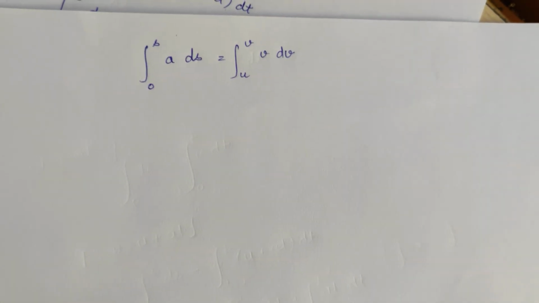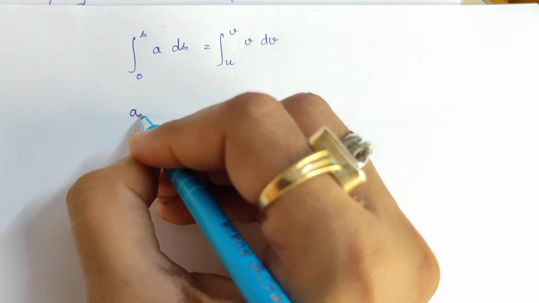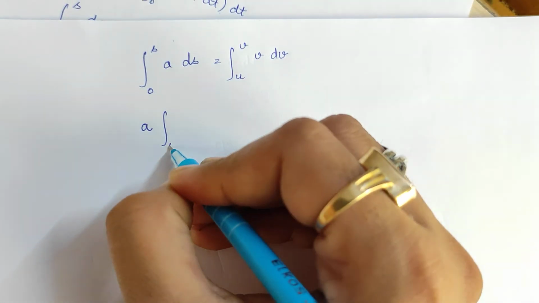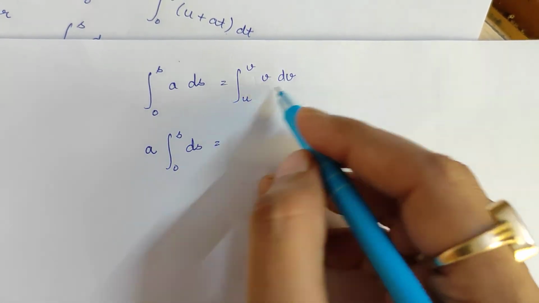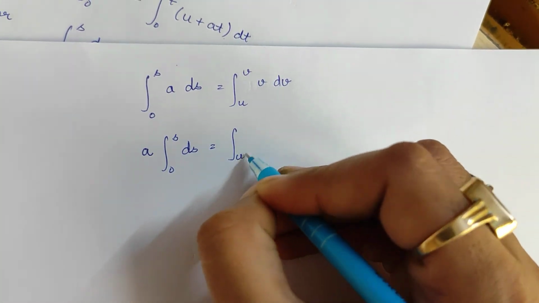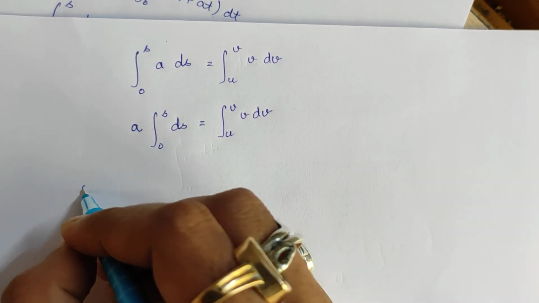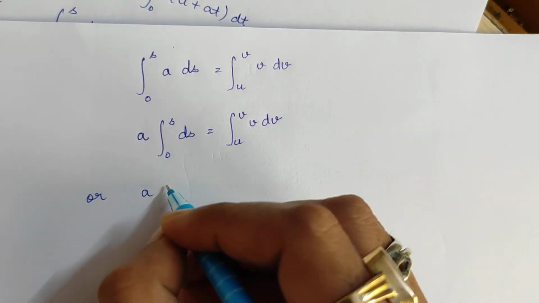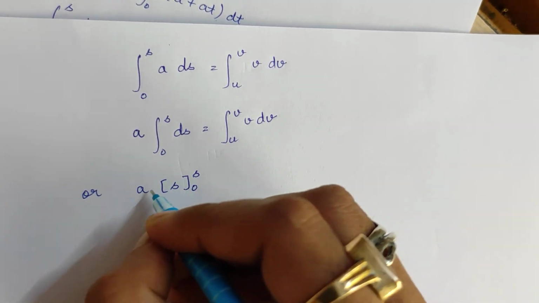Now we will integrate these two. We will take out a, since it is constant, and integrate. But in this case we are talking about velocity only, so we will not take it out. It is not constant here. Now if we integrate it, what will we get? We will get s within limits 0 and s.